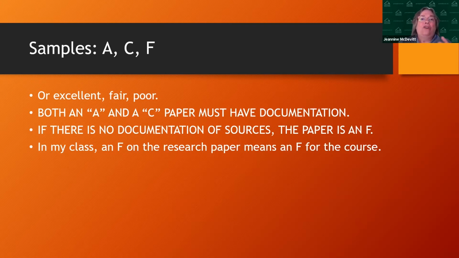So I don't quibble too much about, well, maybe I wouldn't consider this an A, but maybe it would be a B or a C. But I do want to make sure that you understand what an F paper is. And if there's no documentation, that paper is not an A or C level paper.